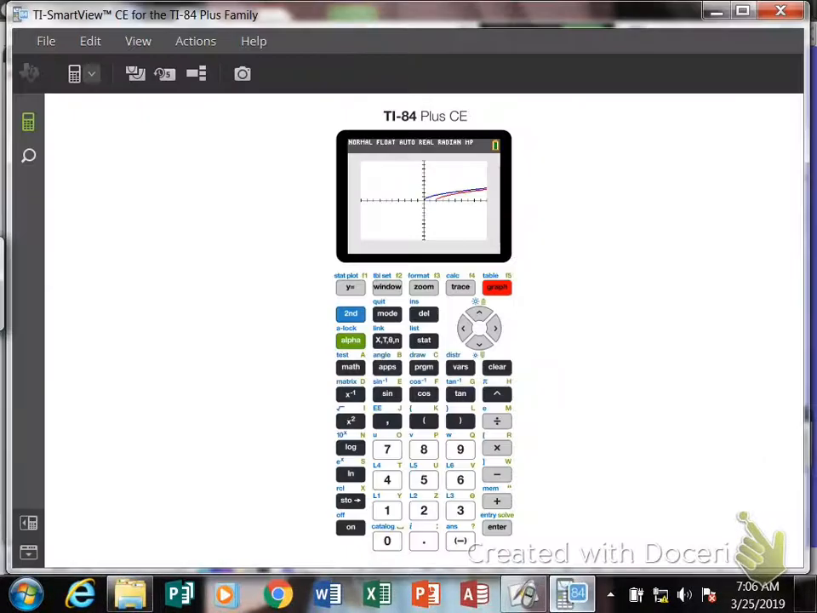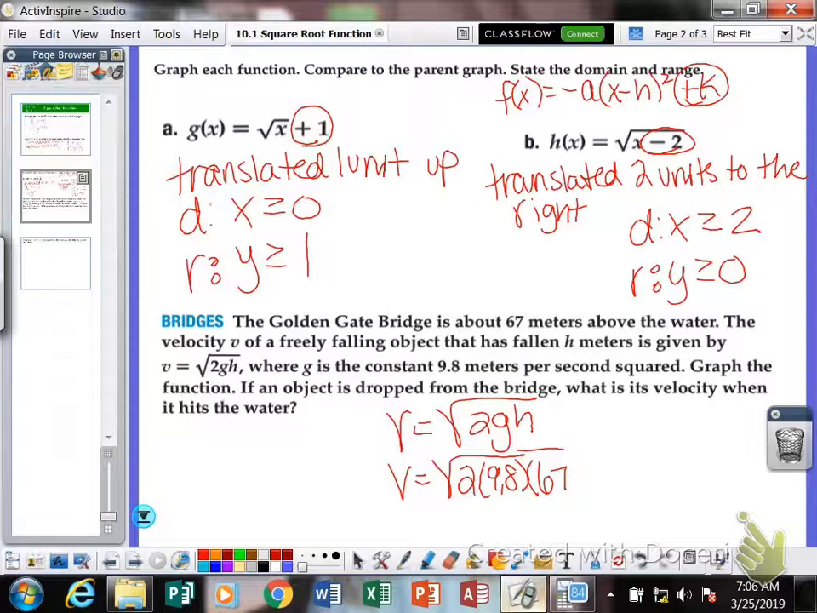So substitute that into the calculator, second mode to get back here, and second square root 2 times 9.8, nope, clear. Second square root 2 times 9.8 times 67, hit enter, and I get 36.2. So V equals 36.2 meters per second.